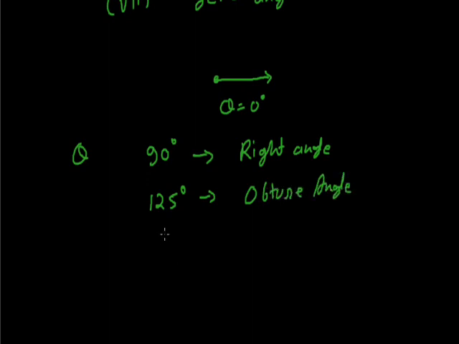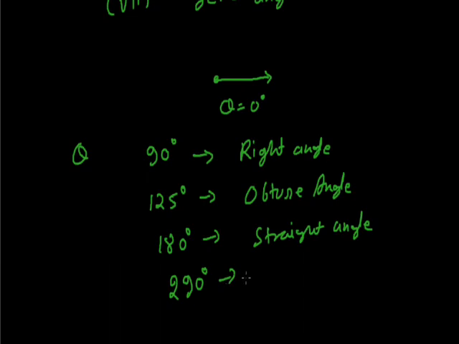Now 180 degree. As we know that the measure of the straight angle is 180 degree, so 180 degree is our straight angle. If you ask, let's say 290 degree, what is it? It is a reflex angle because its measure is greater than 180 degree but less than 360 degrees. So in this way we can solve some problems.